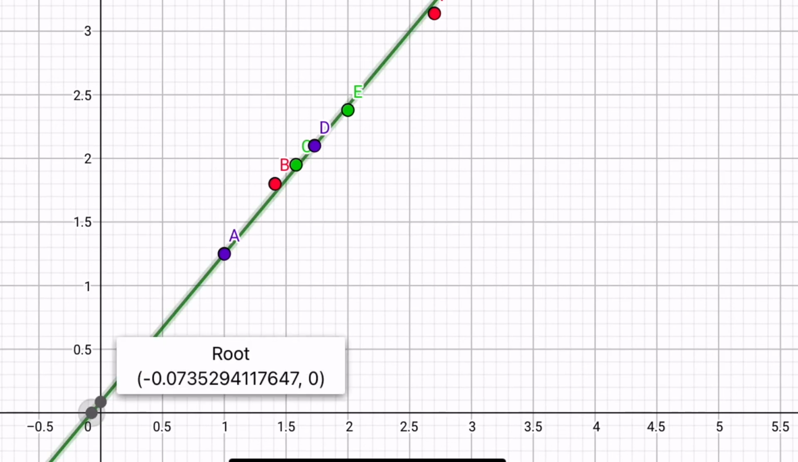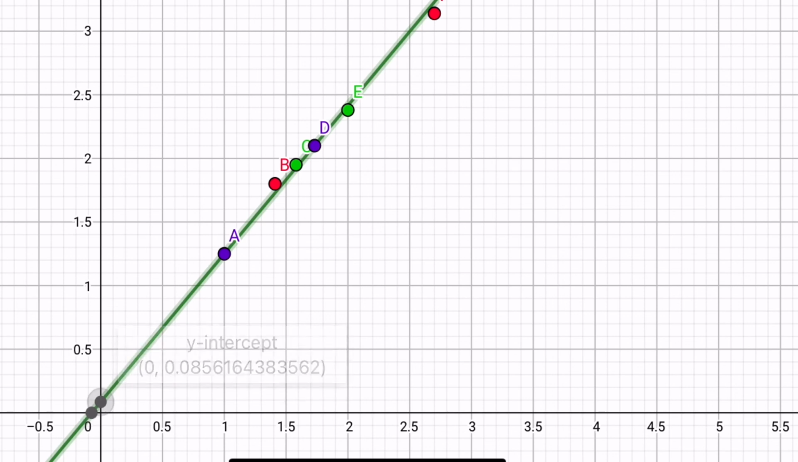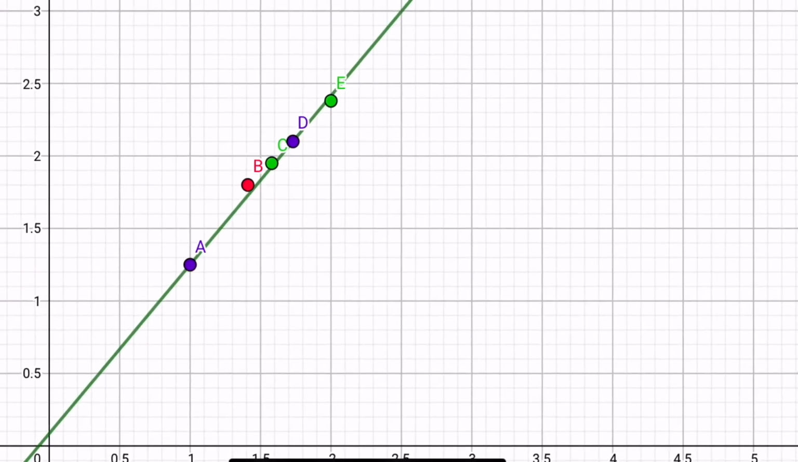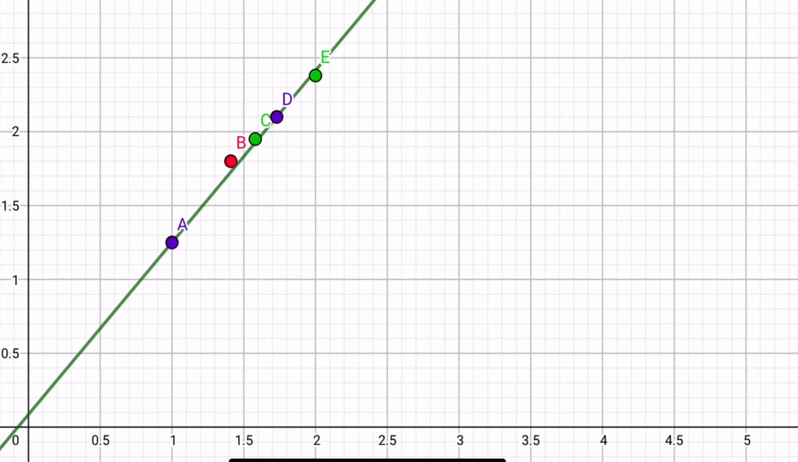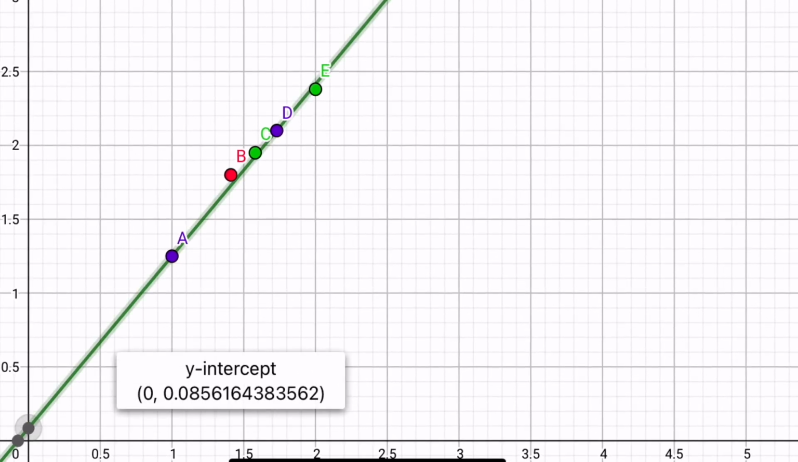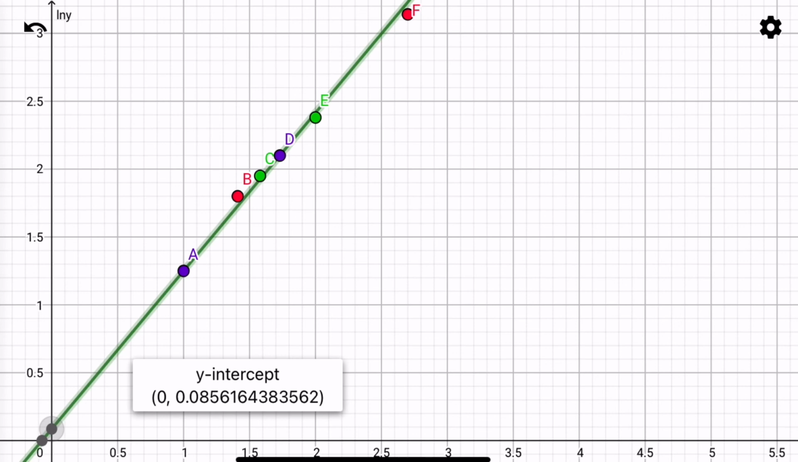I just show you the y-intercept again. Okay, this is the most beautiful line that we want. So let's make it bigger a bit with the y-intercept. Okay, this is the best line that we call the line of best fit.